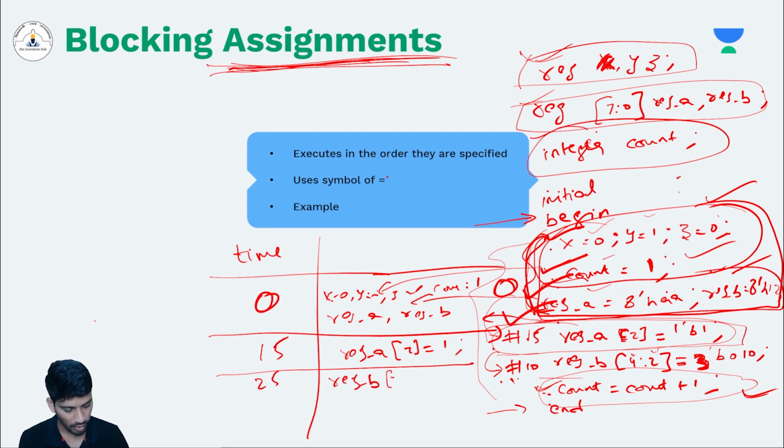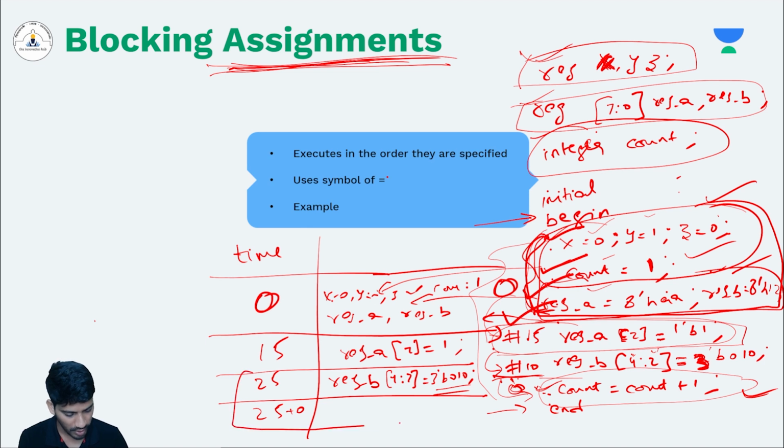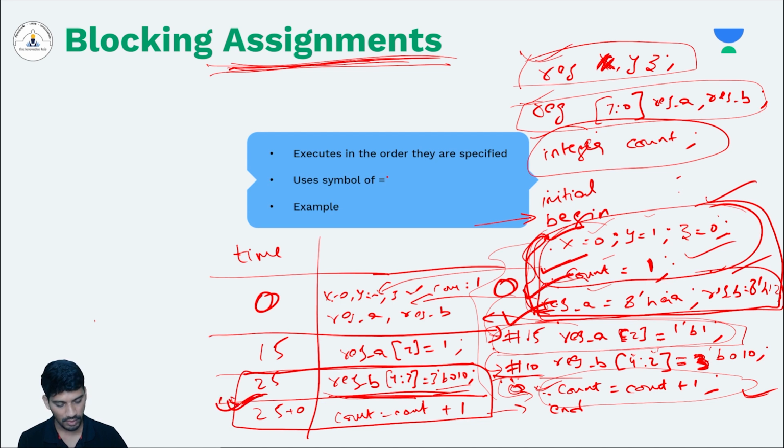Register B of 4 down to 2 equals 3-bit binary 0, 1, 0. So the 4 down to 2 bits will be assigned this value. Then after 25 nanoseconds, we haven't given any delay here. So 25 plus 0, which is again 25. So at 25 nanoseconds, register B will be assigned as well as my count will be count plus 1. Right? This is very, very important.